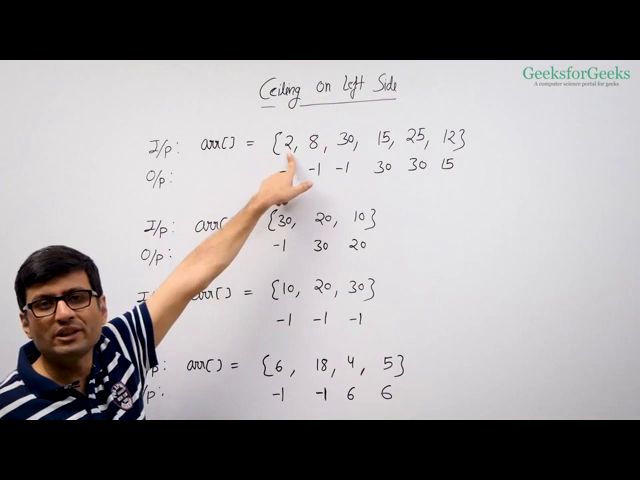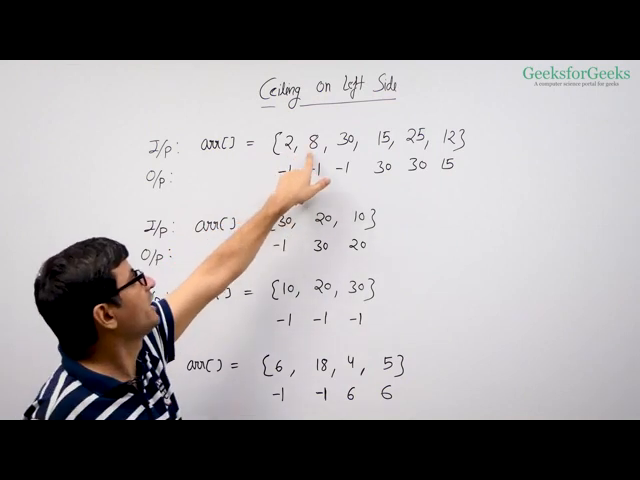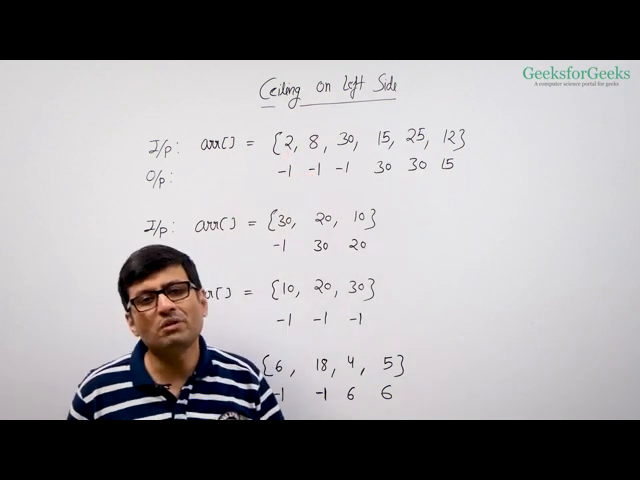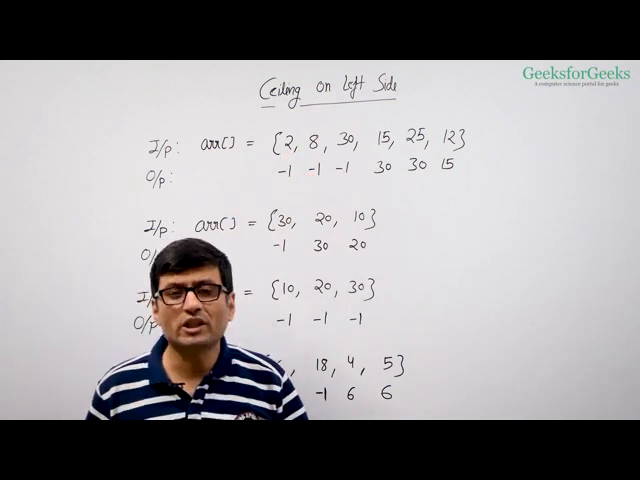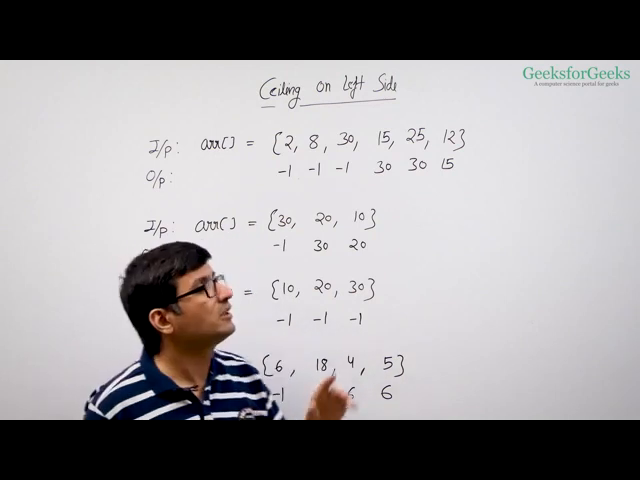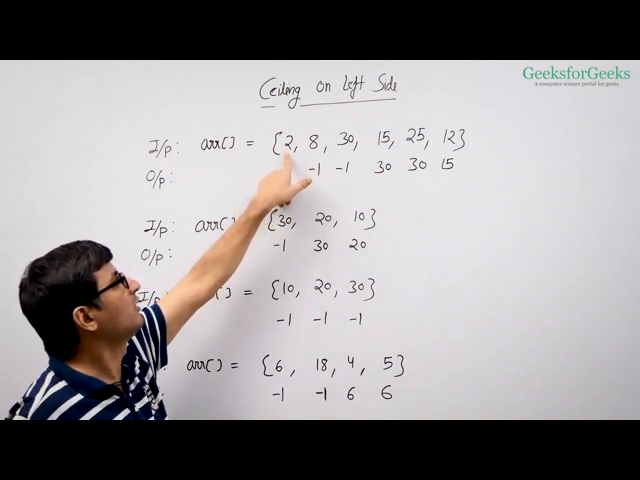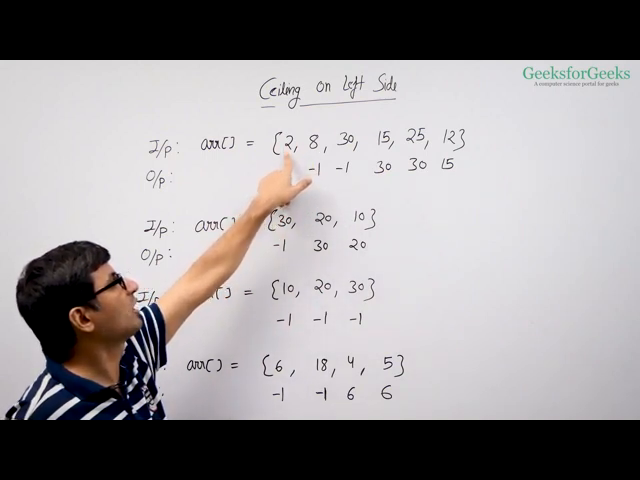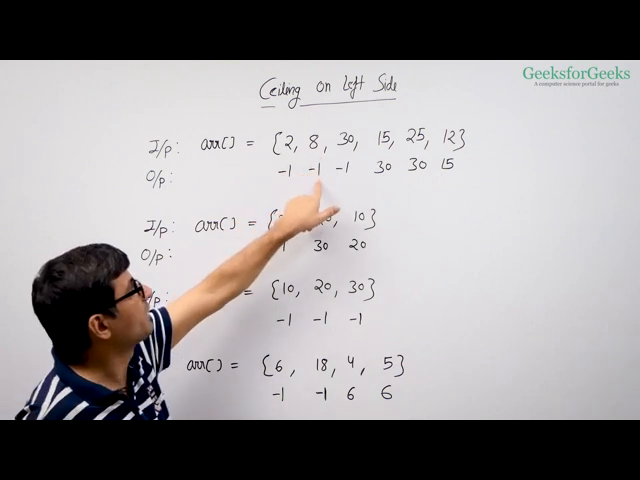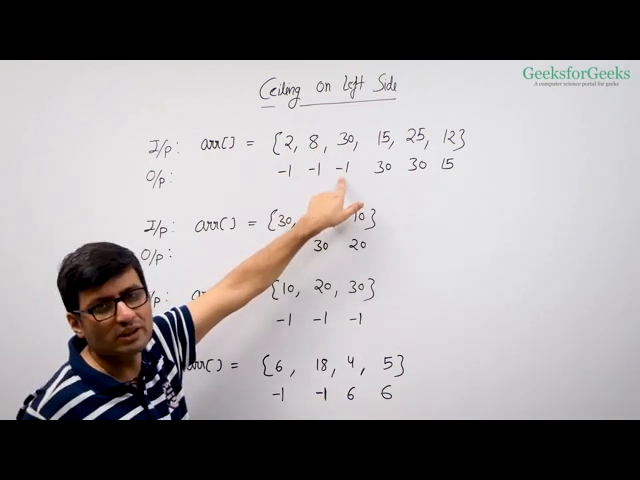For the first element, there is nothing on the left side, so we print -1. For the second element, there is no ceiling on the left side. When we say ceiling, we mean the smallest element which is greater or equal to the given element. We have only one element on the left of 8 which is smaller, and we are looking for elements which are equal or greater, so we print -1. For 30 we again have both the elements smaller, so we print -1.